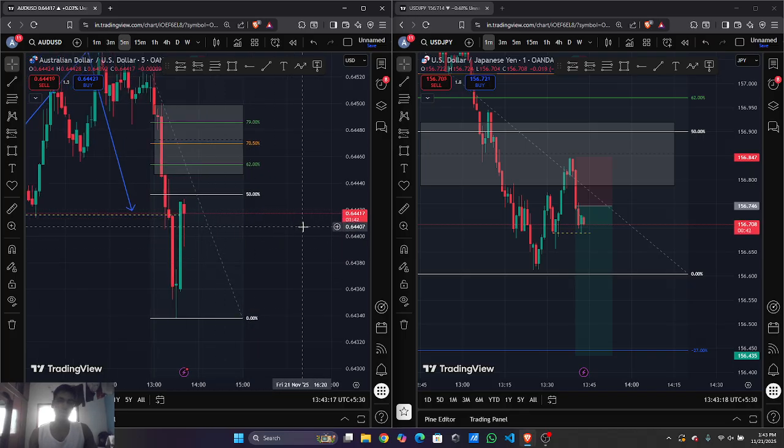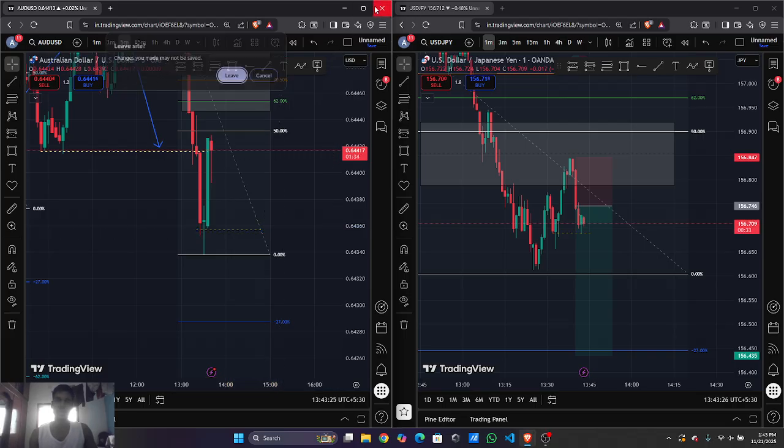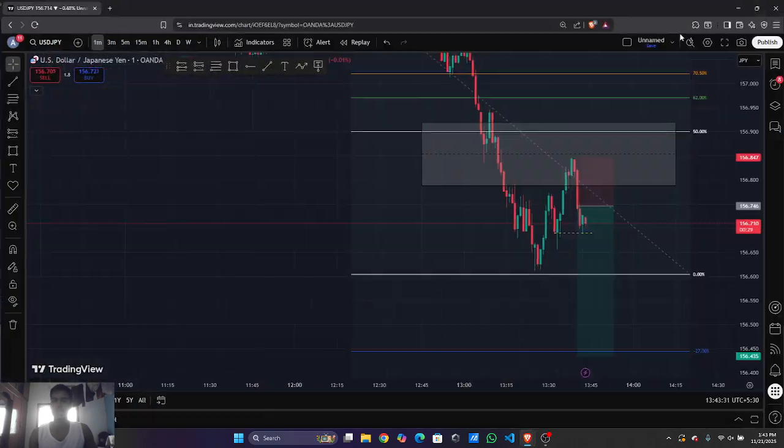There is a fair value gap. I won't enter. Two trades are enough actually. We'll mark the levels. I won't trade AUD also. Let's leave it. We only have one open trade.